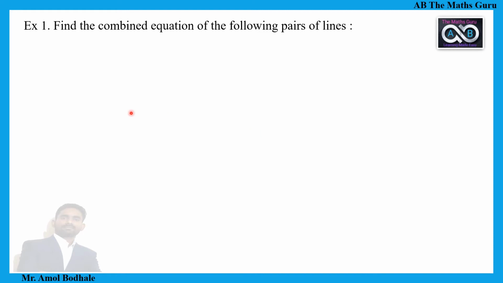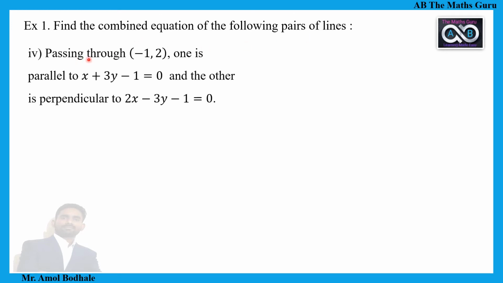Let's see the next example. Find the combined equation of the following pair of lines passing through the point (minus 1, 2). One line is parallel to x plus 3y minus 1 equal to 0 and the other line is perpendicular to 2x minus 3y minus 1 equal to 0. So here, to find the combined equation, first of all we have to find two lines. One is parallel to this one and the other one is perpendicular to this one.